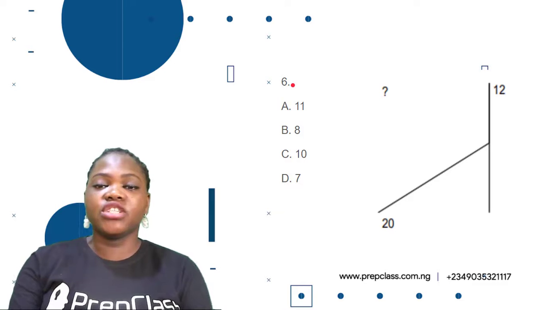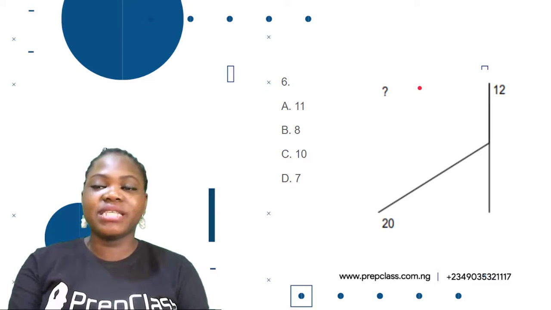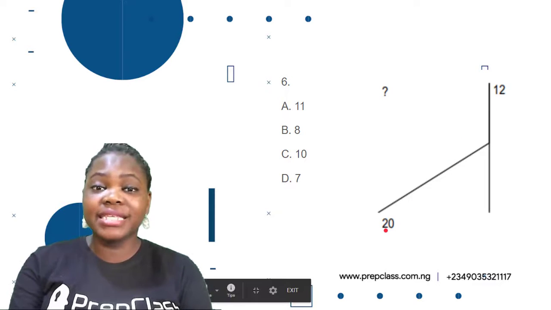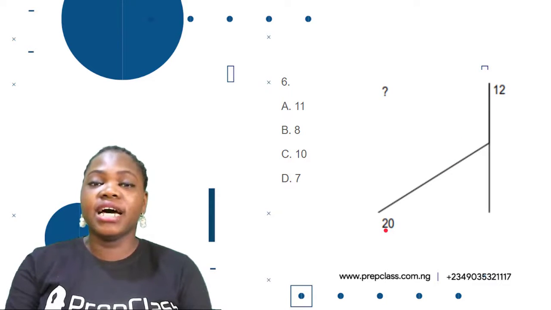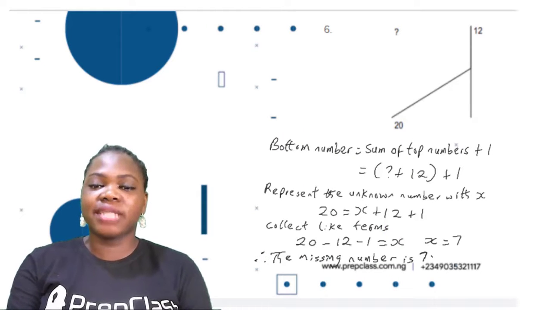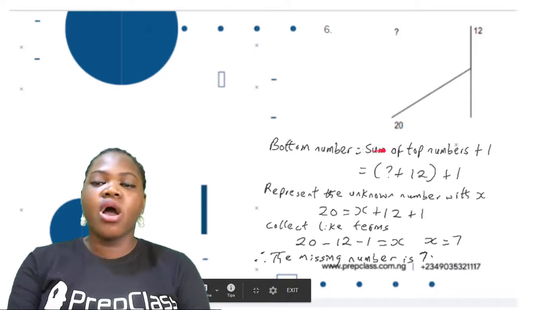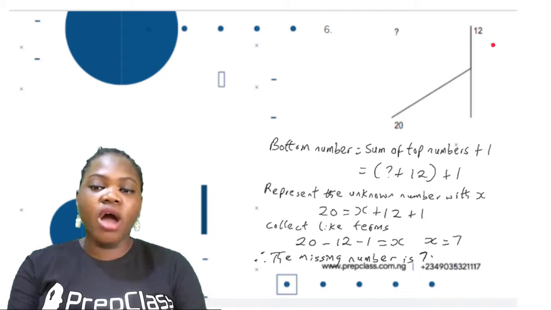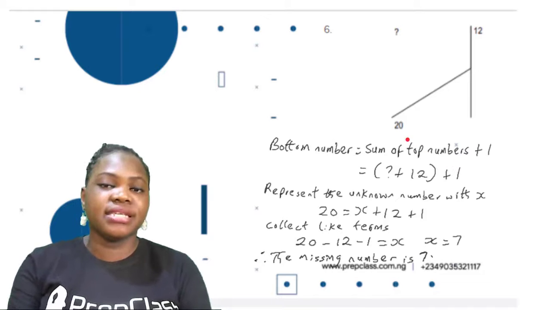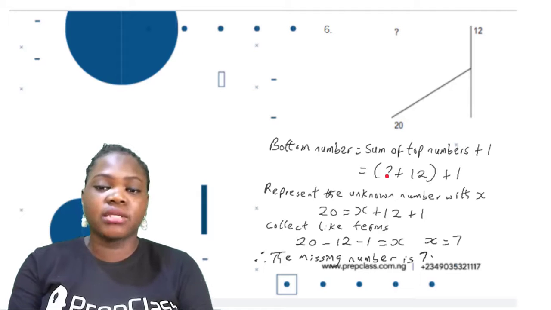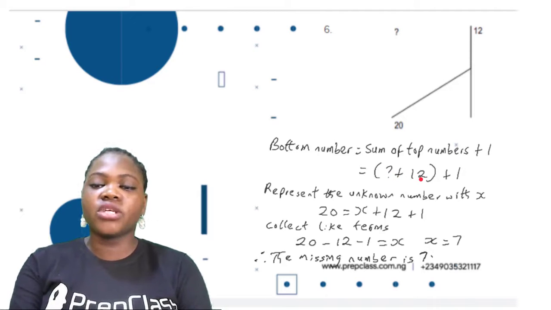The first question in this video, number 6: one of the top numbers is missing and 12 is the second number, and we are given the bottom number as 20. So we have to find the missing top number. Now remember, when we were doing the samples, we established the fact that the bottom number is the sum of top numbers plus 1. So unknown number plus 12 plus 1 should give us 20, right? That's what I have written here. The question mark means the number is unknown. So unknown plus 12 plus 1.